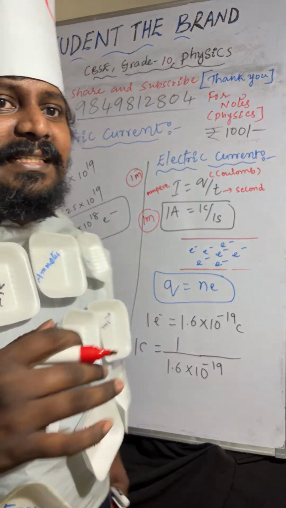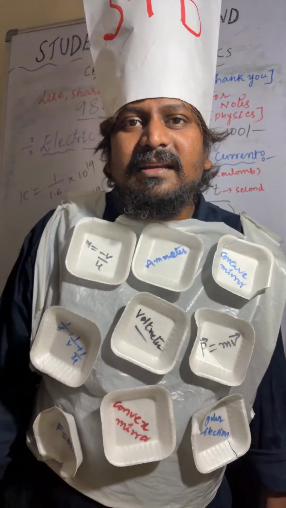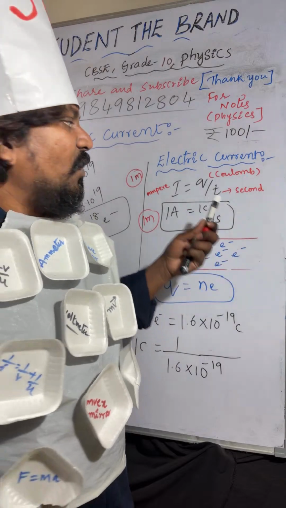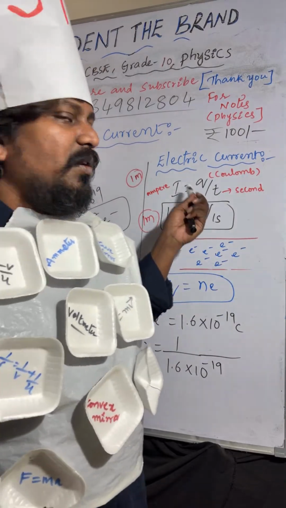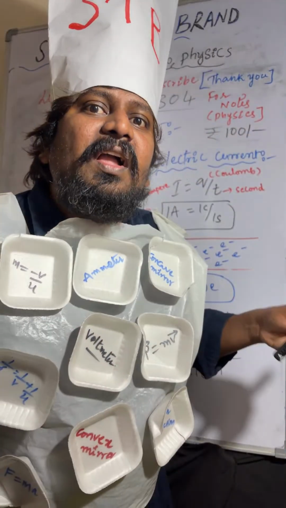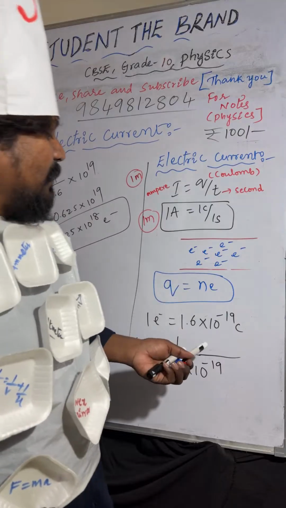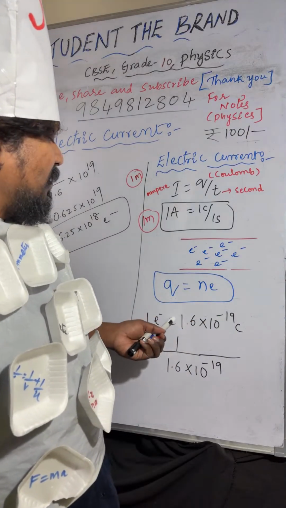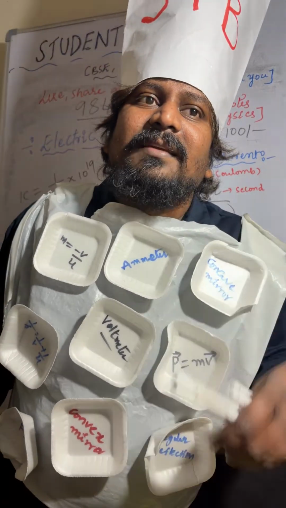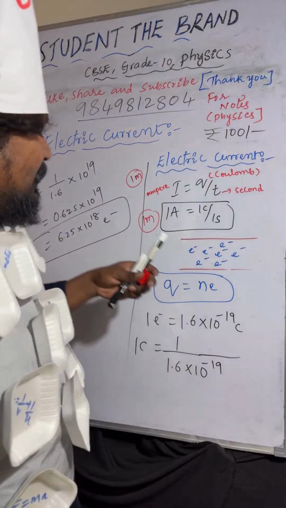They will ask to define the SI unit of electric current. 1 ampere is defined as 1 coulomb of charge flowing through unit cross section area per second. So Q equal to Ne, where minus sign is taken for the electron and plus sign is taken for the proton, the positive charge.